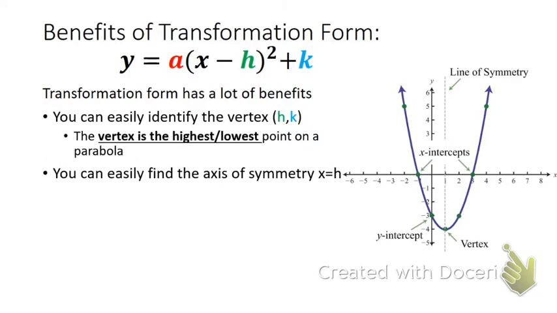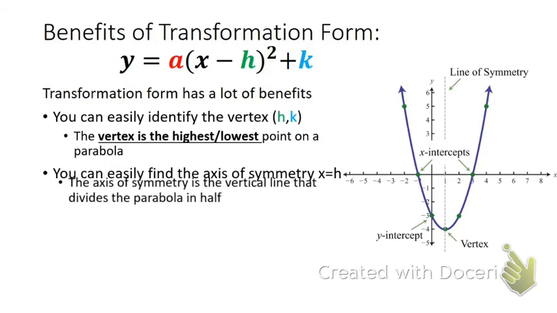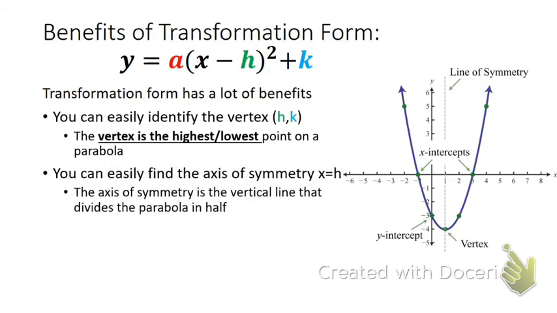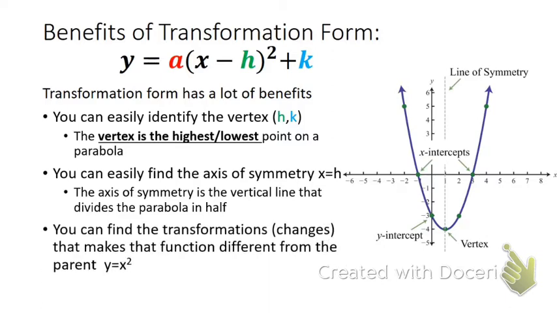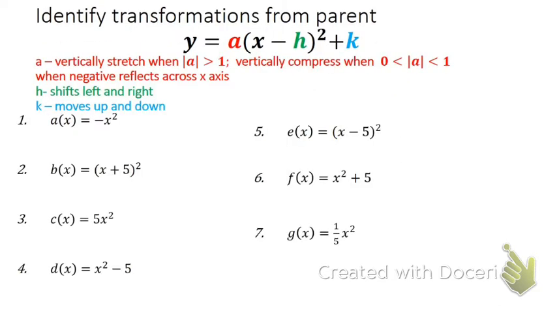Another benefit is that you can easily find the axis of symmetry. The equation is x equals h. The axis of symmetry is the vertical line that divides the parabola in half. Also, you can find the transformations or changes that make that graph different from the parent. Pause the video so you can copy down these 7 examples.